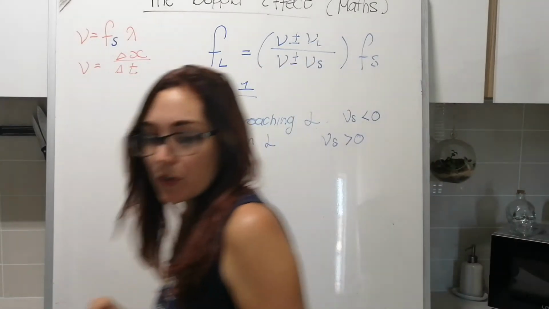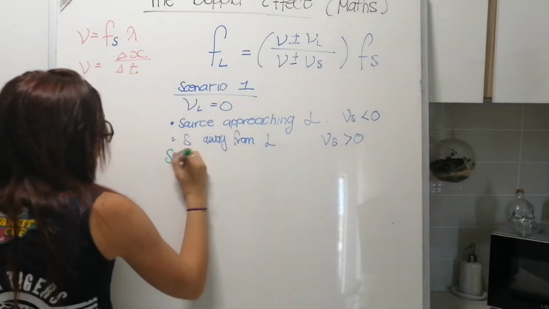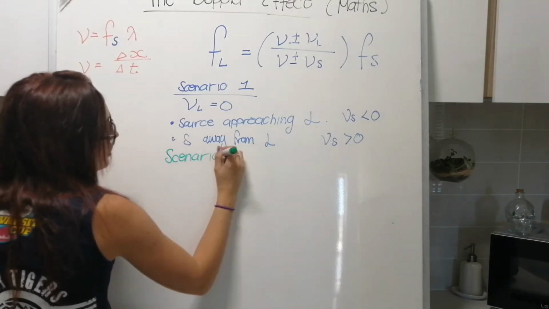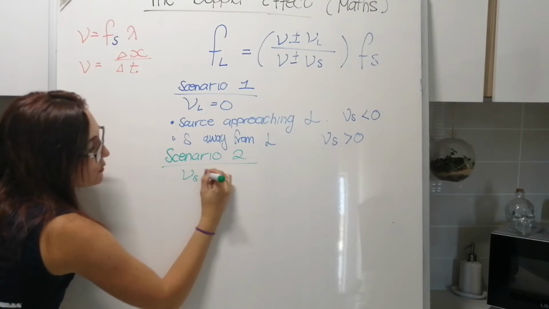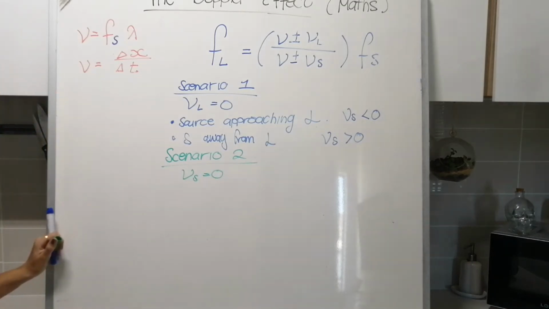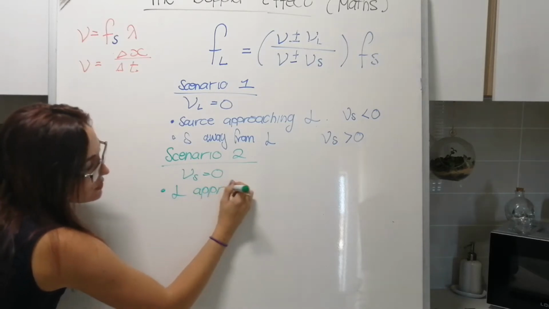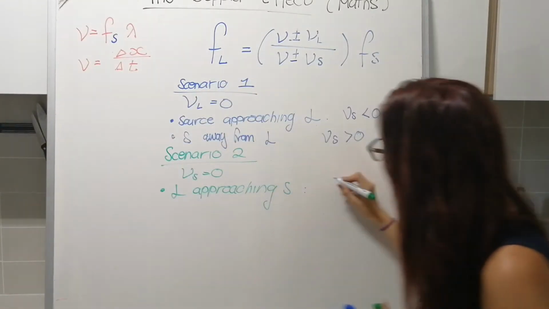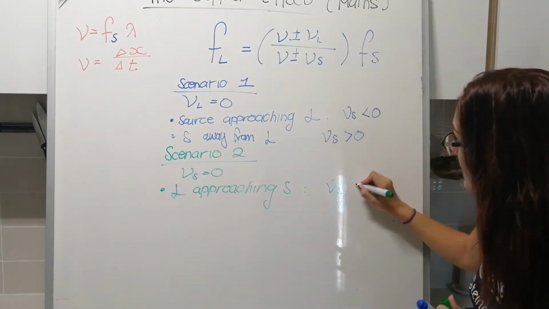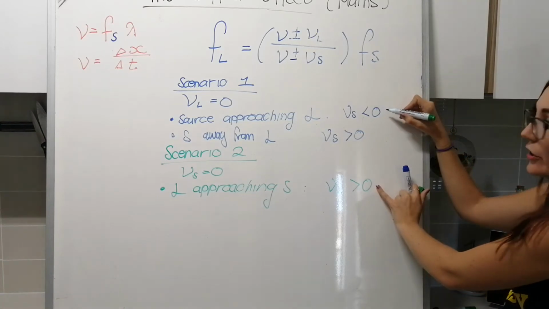However, if we've got scenario 2, where the source is stationary and the listener is moving, then the velocity of the source will be 0, right? Because our source is stationary. And if our listener is approaching our source, then we'll say that the velocity of the listener is greater than 0. It's the opposite to scenario 1.